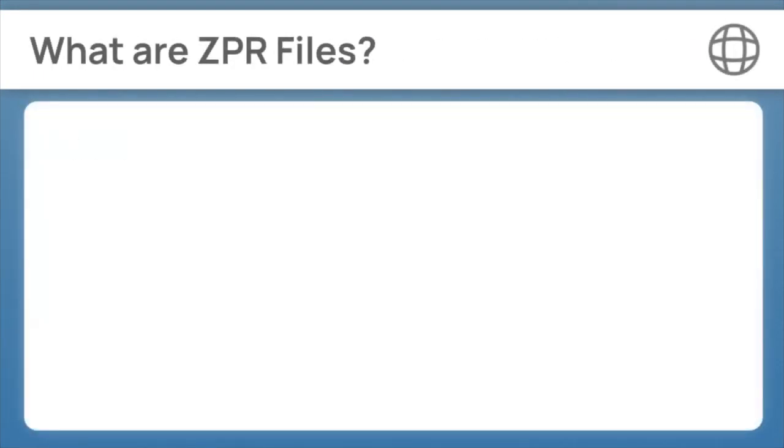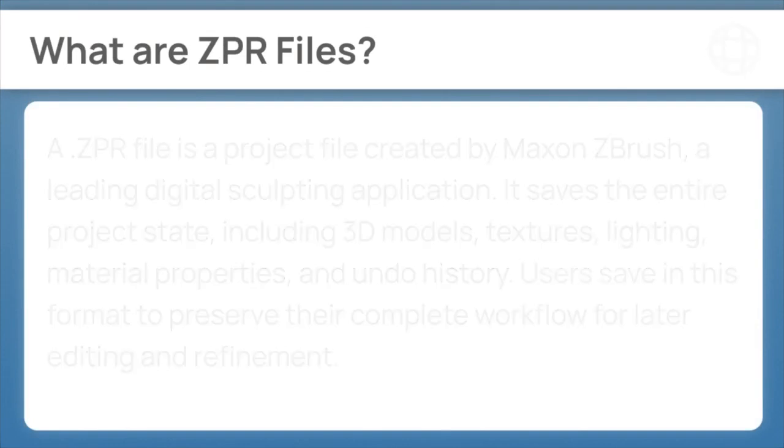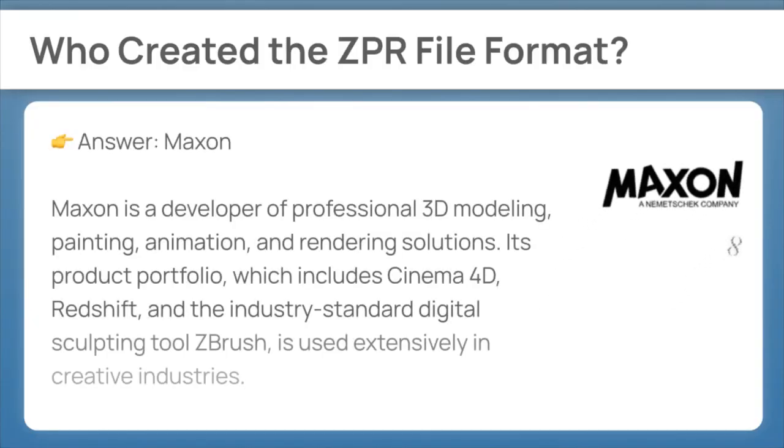A ZPR file is a project file created by Maxon ZBrush, a leading digital sculpting application. It saves the entire project state, including 3D models, textures, lighting, material properties, and undo history. Users save in this format to preserve their complete workflow for later editing and refinement.